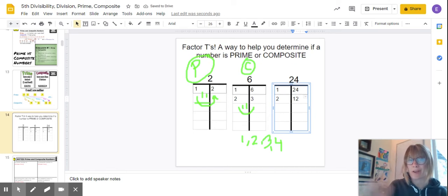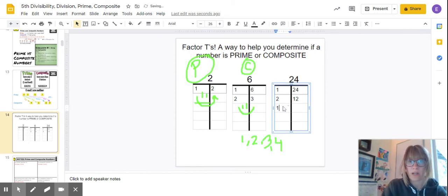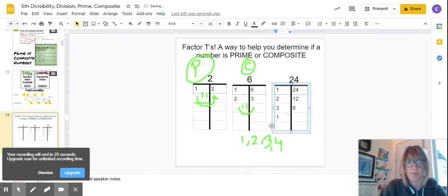Let's see, can we keep going? Are there more factors? Sequentially, we have 1, 2, let's try 3. 3, 6, 9, 12, 15, 18, 21, 24. Ooh, we can multiply it by 8 to hit 24. Is there any more? Sequentially, the next number to come is a 4. So 4 times 6 gets us to 24.